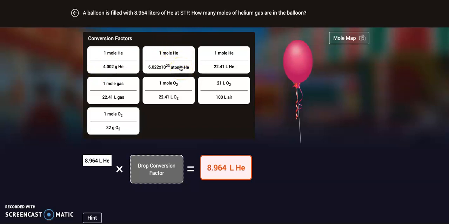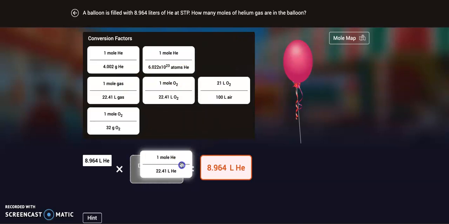Moles and atoms. We're not looking for atoms. Let's move on. Mole and liters. That's what we want. We want to go from moles to liters, and here we want to do helium. You'll notice that this one is similar, but this one just says gas. If you weren't given helium and you were just given liters of gas, this conversion factor would be okay. But since we know the gas we're working with, we're going to use this factor.